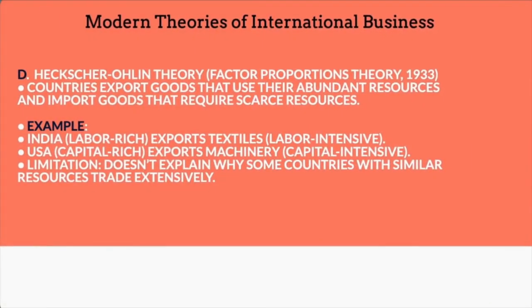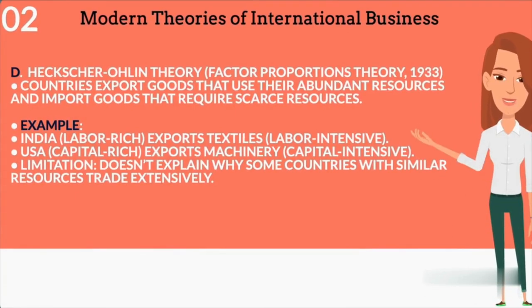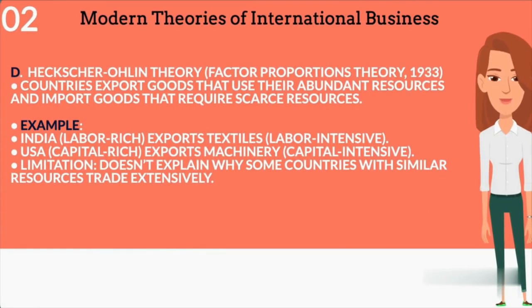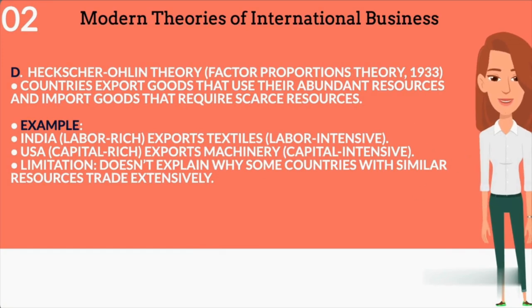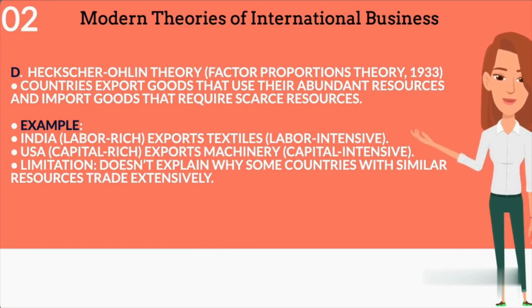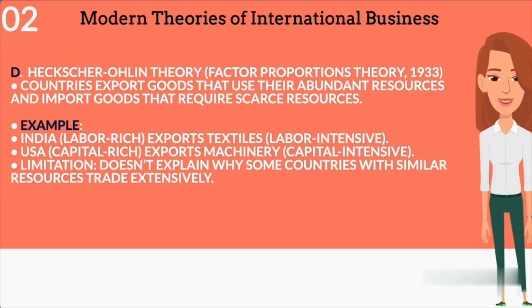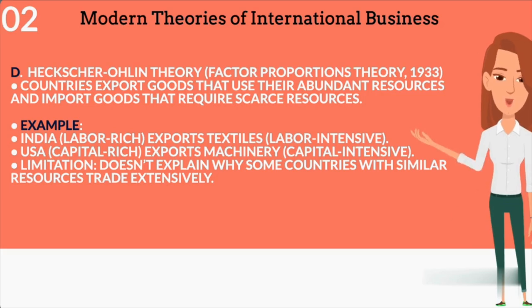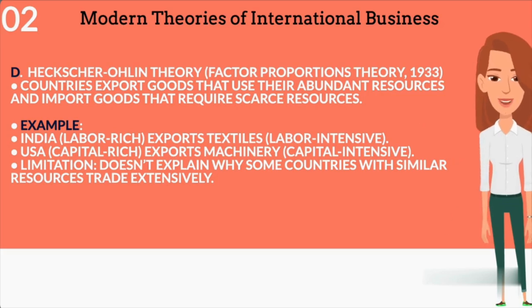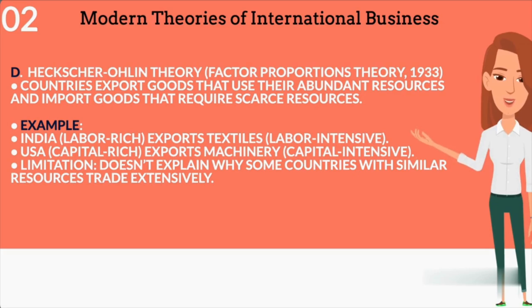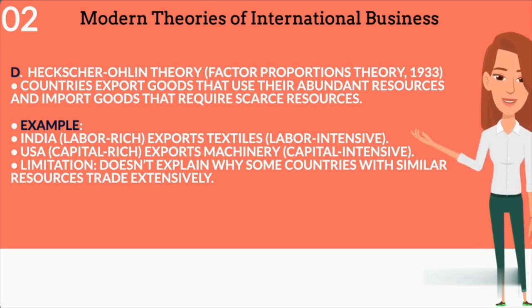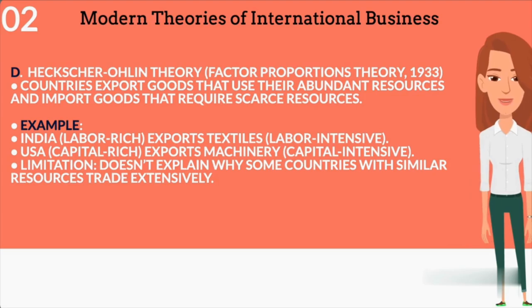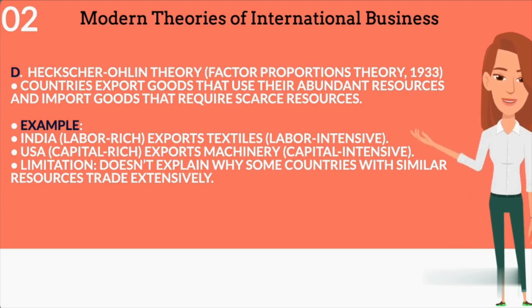Modern theories of international business. A. Heckscher-Ohlin theory, factor proportions theory, 1933. Countries export goods that use their abundant resources and import goods that require scarce resources. Example: India, labor-rich, exports textiles, which are labor-intensive. USA, capital-rich, exports machinery, which is capital-intensive. Limitation: it doesn't explain why some countries with similar resources trade extensively.